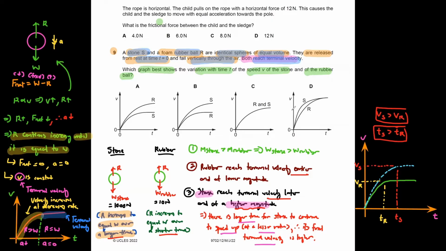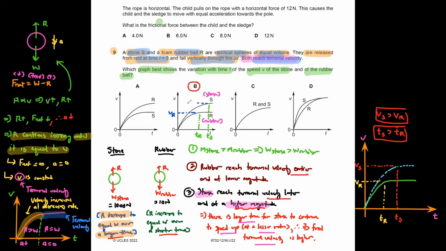Okay, this is the graph that you expect to see. The one that is actually showing in your question is B. S here refers to stone, R here refers to rubber. Now, if you look at the time taken for both of them to reach terminal velocity, this one is the time taken for rubber to reach terminal velocity, and this one is the time taken for stone to reach terminal velocity.